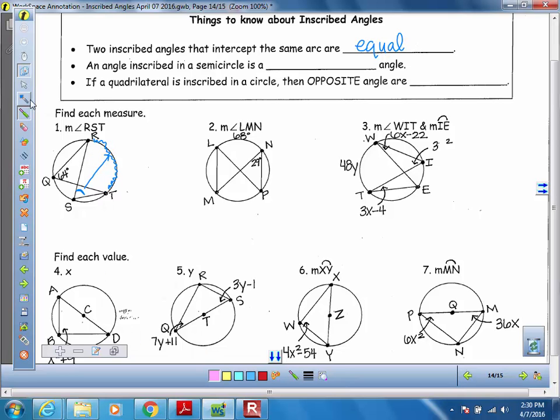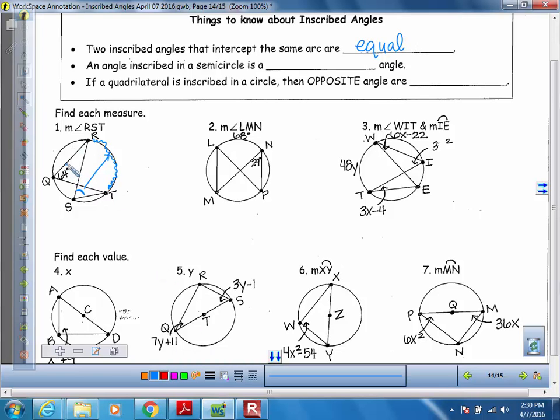Okay. We also have a second inscribed angle. The second inscribed angle is 64. And 64 is across from what arc measure? The same one. So that means that these measures would be equal. So angle RST would also be 64. That's all that means.